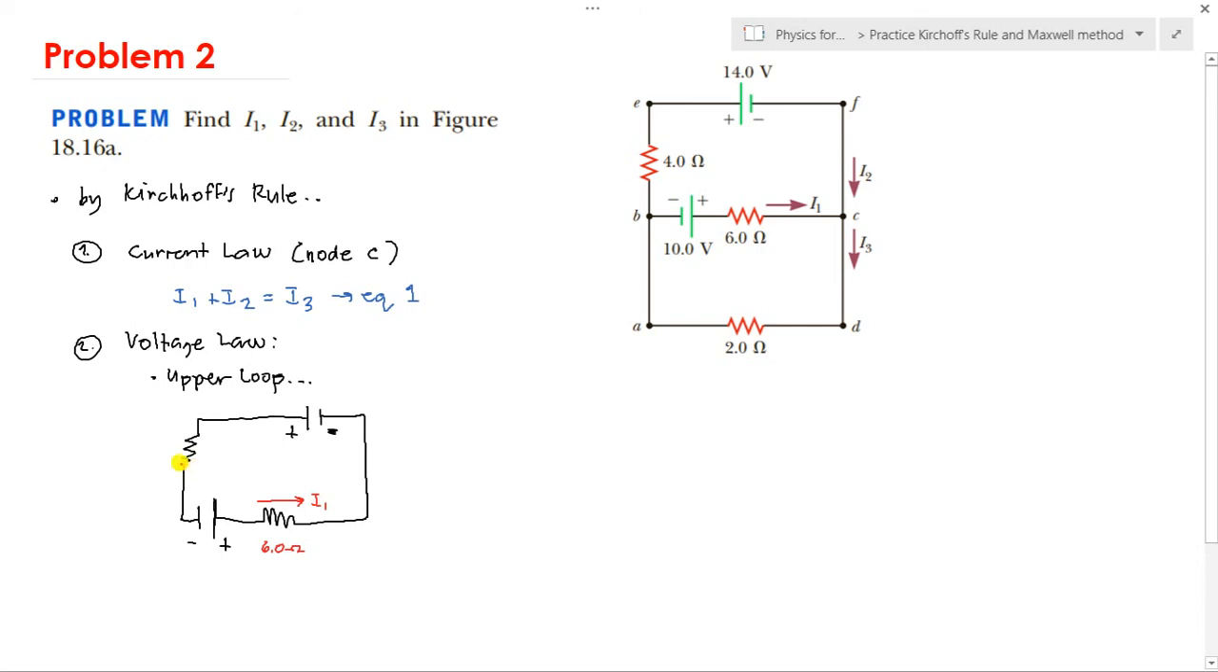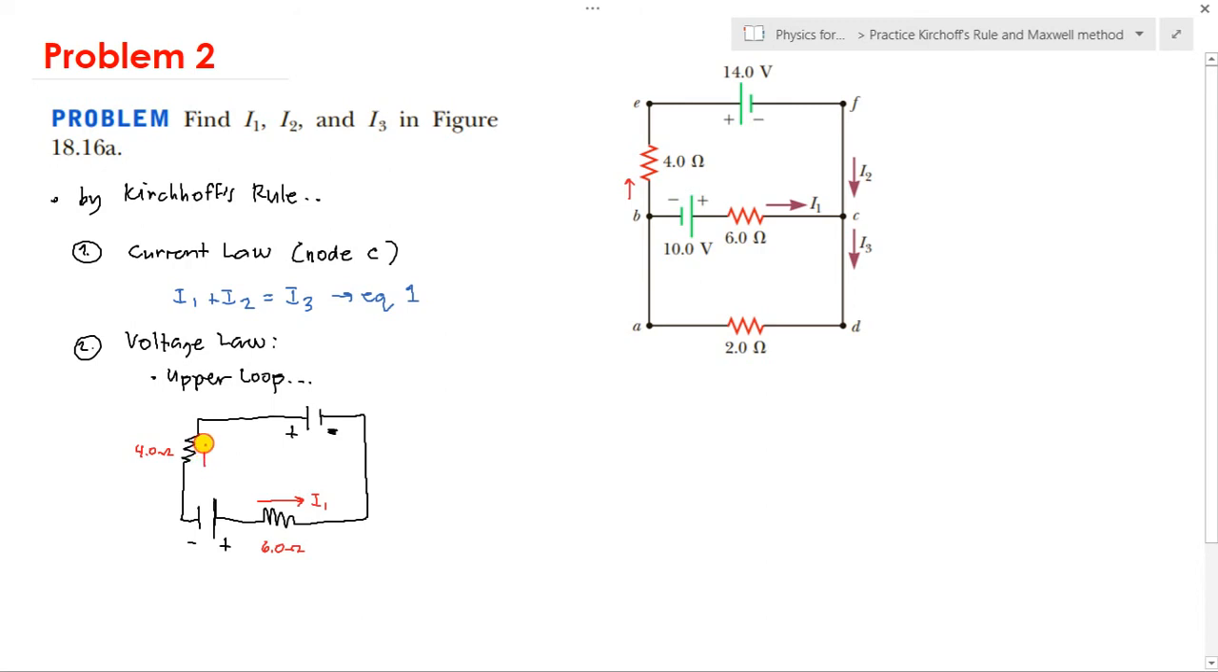Next, we have another resistor here, the 4 ohm resistor. So the 4 ohm resistor: I1 and I2 meet at node C, producing I3. I3 runs through the 2 ohm resistor, then at B it splits again, going back toward I1 and up toward I2. Therefore, the current passing through the 4 ohm resistor is I2.